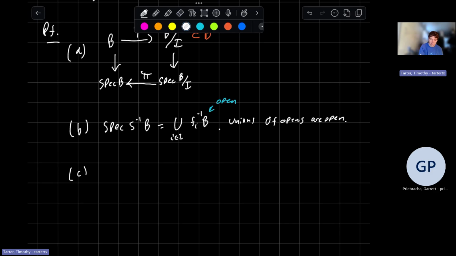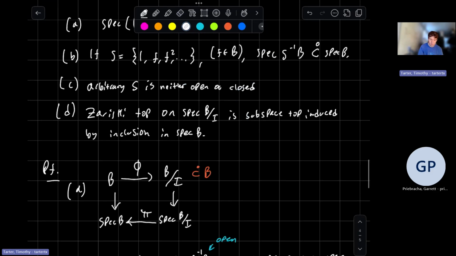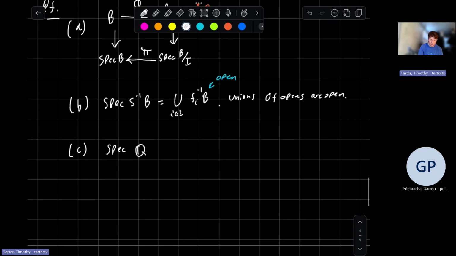And then in the case of C, spec Q in terms of its relation to spec Z. Well, this is just the fraction field of Z, but it's not open. Like it's not open or closed.